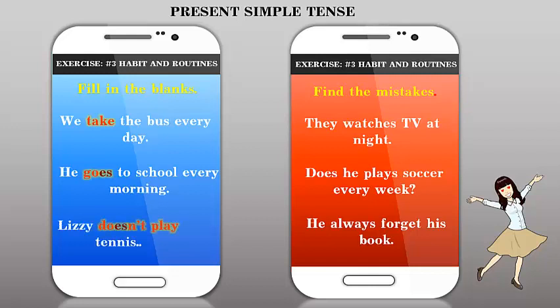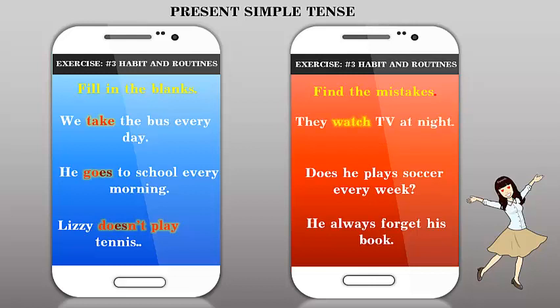Now I want you to find the mistake in the next sentence. They watch TV at night. Can you figure out what's wrong with this sentence? The subject is they. Therefore, remember, we don't change the verb. We say watch. They watch TV at night.